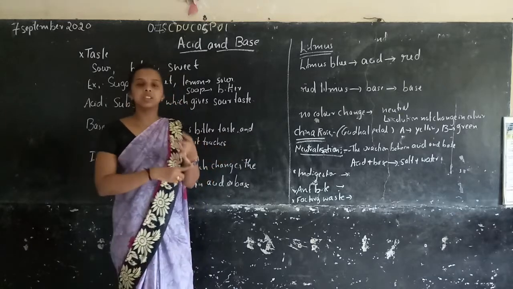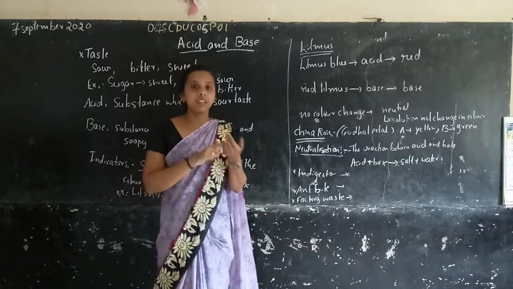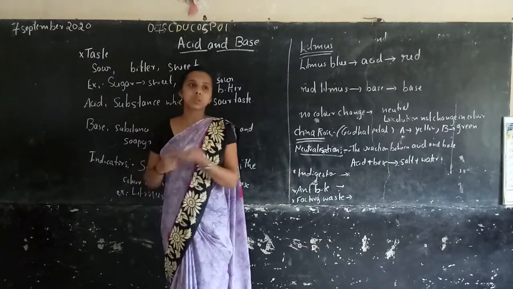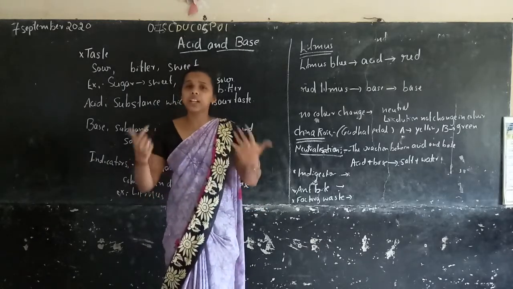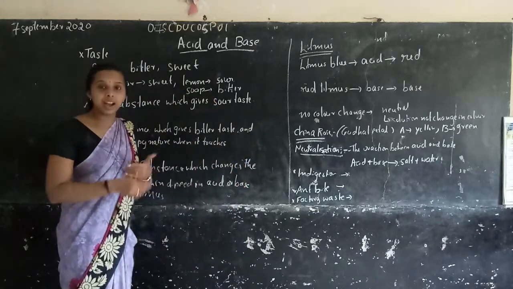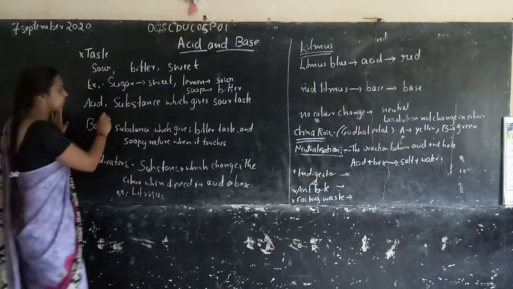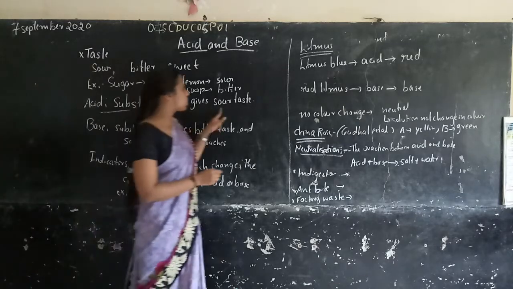Curd has a sour taste. Some things have a sweet taste. Some are spicy. So there is a different variety of tastes. So we study what acid and base are. Acid means the substance which gives a sour taste.